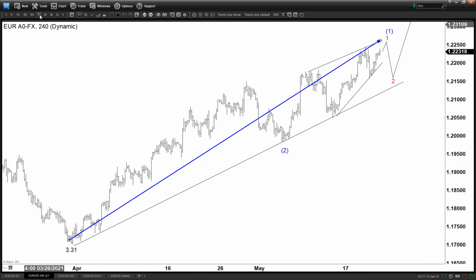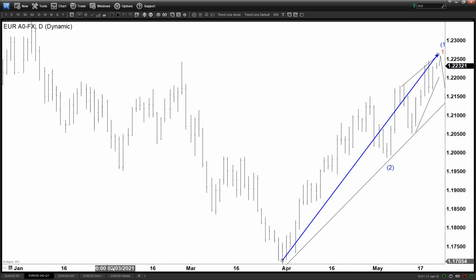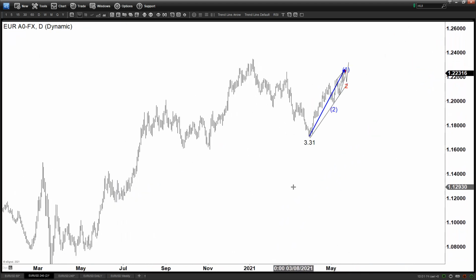Now let's take a look again at the daily. When we are looking at the daily here, so far the euro dollar has been sideways between January 7 and March 31st.